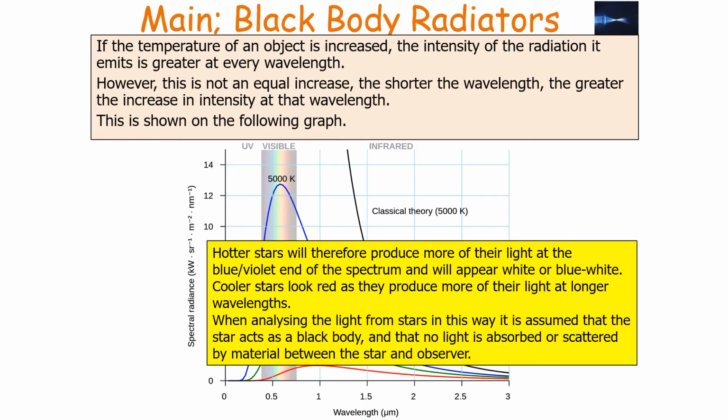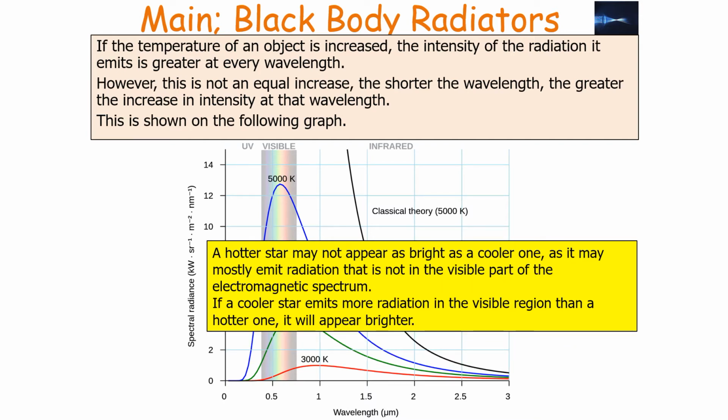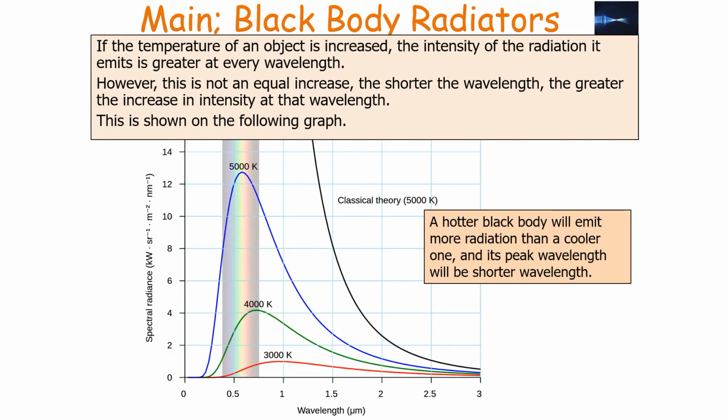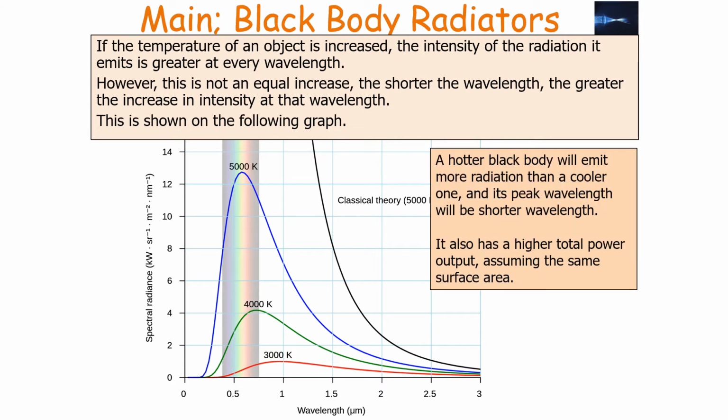So hotter stars therefore produce more of their light at the blue-violet end of the spectrum and will appear white or blue-white, whilst cooler stars look red as they produce more of their light at longer wavelengths. Now if a cooler star emits more radiation in the visible than a hotter one, it will appear brighter, so just be careful about that. So a hotter black body will emit more radiation than a cooler one, and its peak wavelength will be a shorter wavelength. A hotter black body therefore will have a higher power output, assuming the same surface area.